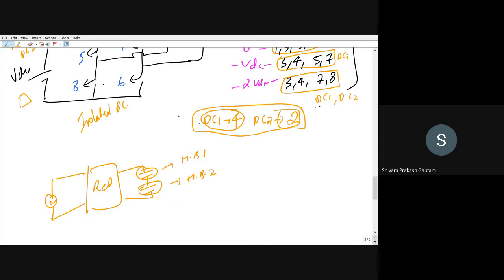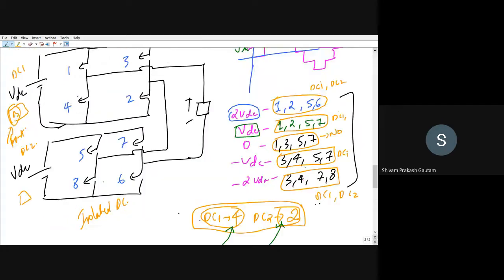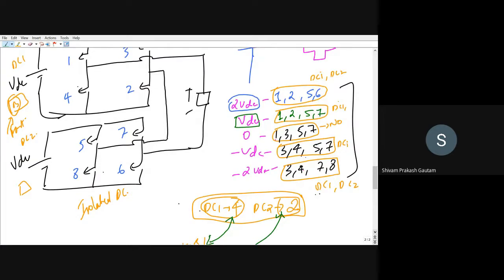But here, if you use DC source 1 four times compared to the DC 2 source twice, then there will be unbalancing of the capacitor voltage. So this is one of the drawbacks of this. You have to switch here in some way such that this DC1 and DC2 are utilized at 50%.